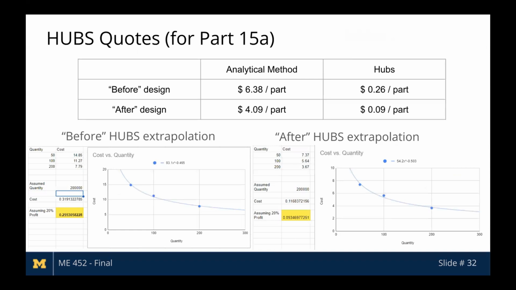Lastly, we used Hubs and found the cost for both the before and after design for batch quantities of 50, 100, and 200 parts, before extrapolating to our 200,000 batch count. Here, we notice the same trend of our redesigned part being cheaper to manufacture by machining, but there is quite a large gap between the Hubs estimate and our analytical estimation. We believe this may be due to our small part size.